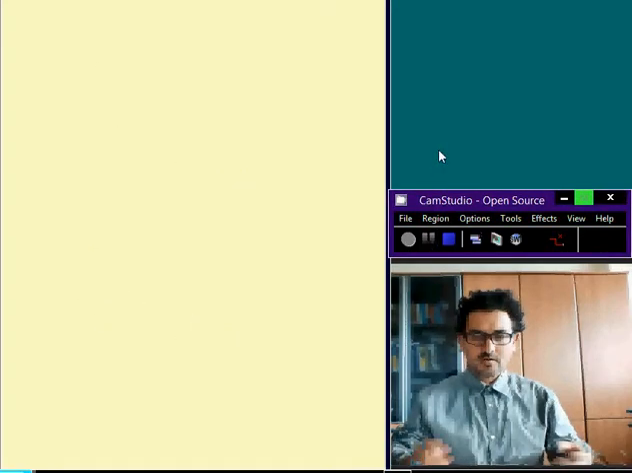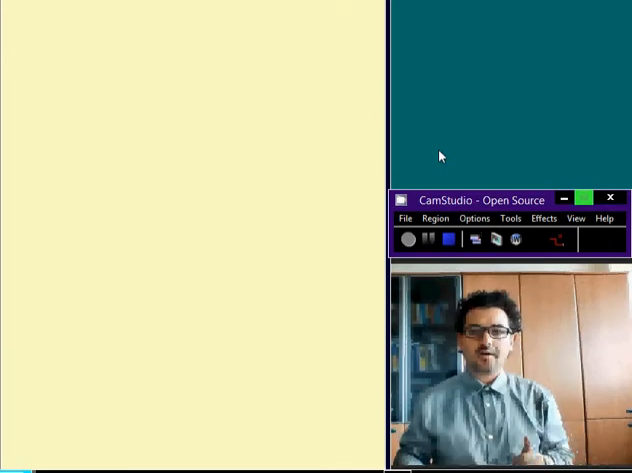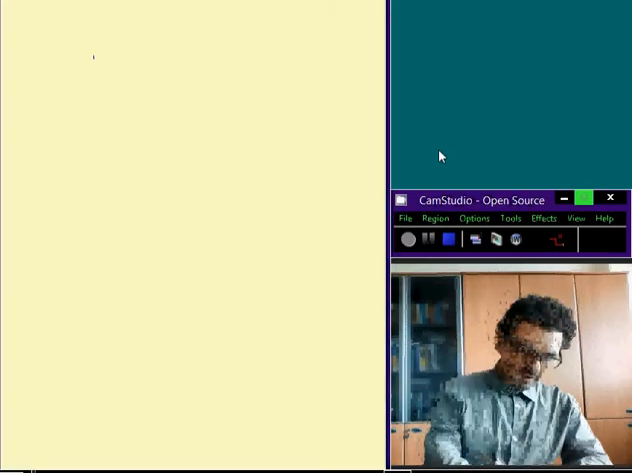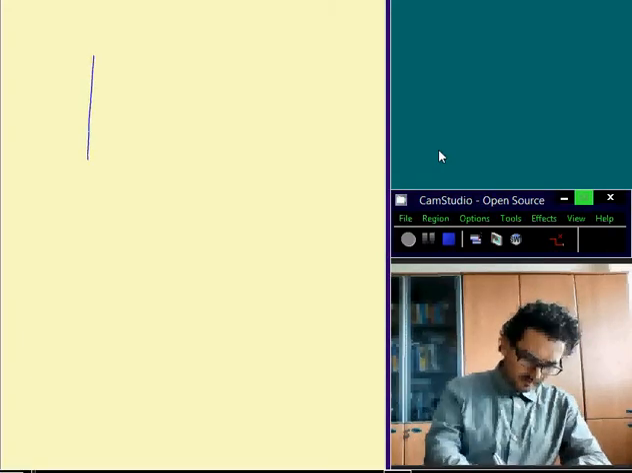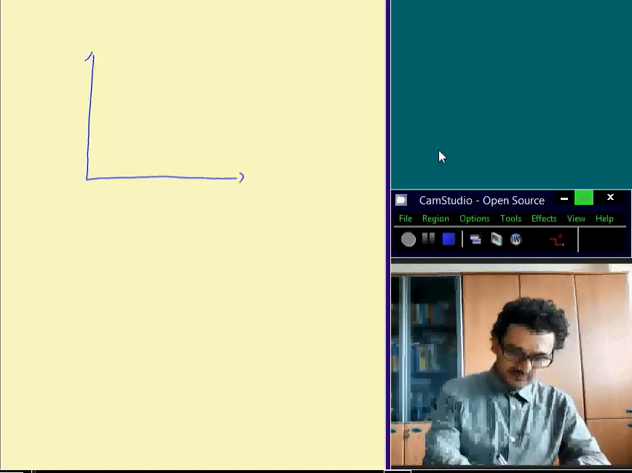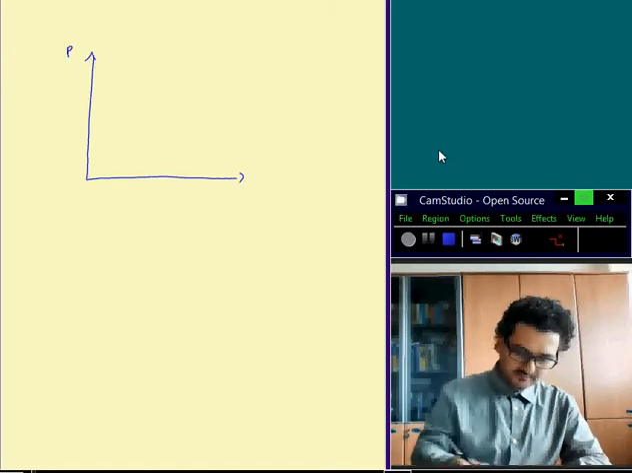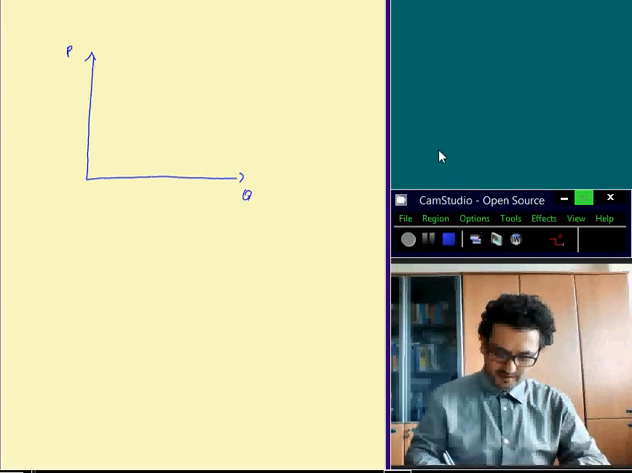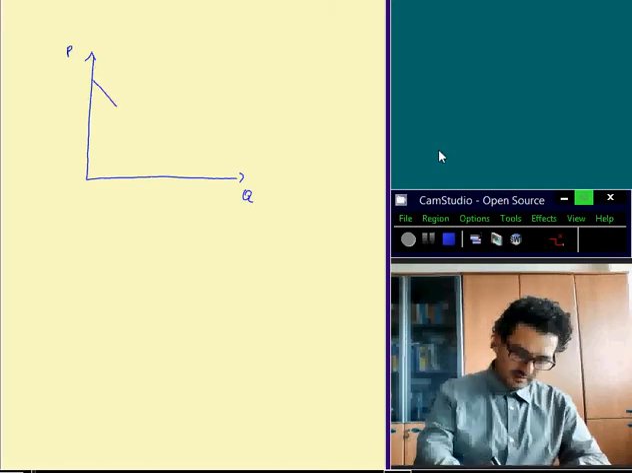So we are studying the effect of an increase in the price of tea on the demand for coffee. We have our demand picture in which we have the price for coffee and quantity for coffee. This is a negative relation.